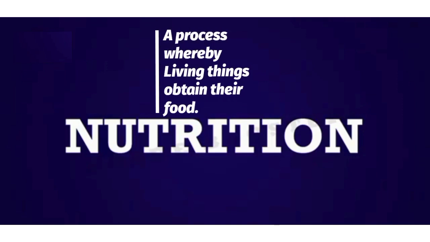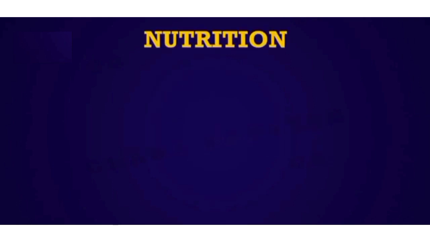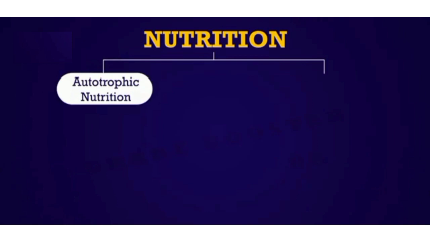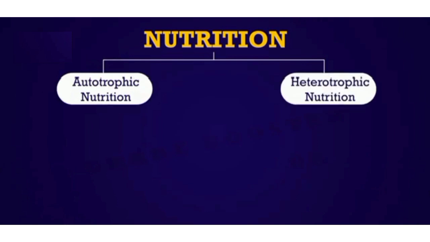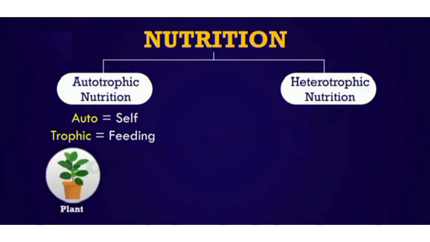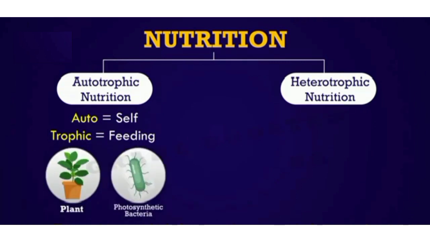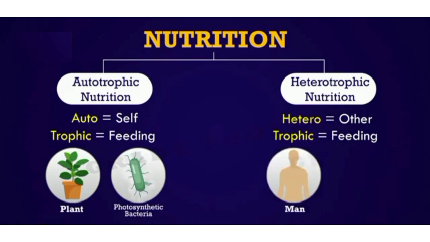Nutrition is a process whereby living organisms obtain their food, and it is of two different types, which are autotrophic nutrition and heterotrophic nutrition. Autotrophic nutrition: auto means self and trophy means feeding. So autotrophic nutrition is a process whereby living things make their own food. This can be found in green plants and certain bacteria. Hetero means others. Therefore, heterotrophic nutrition is depending on others for food. This type can be found in man and other organisms.